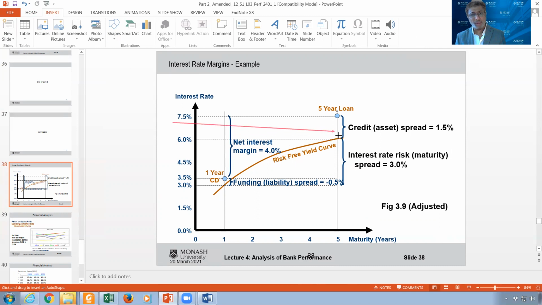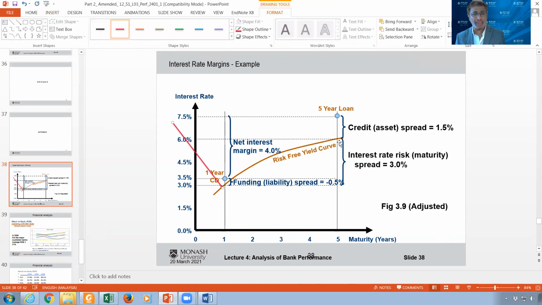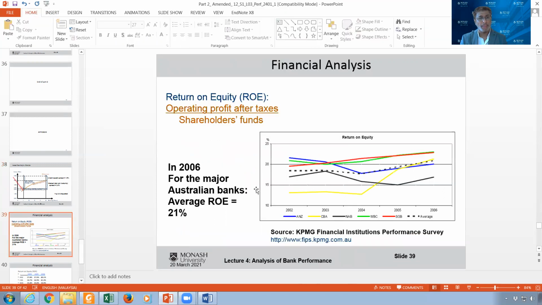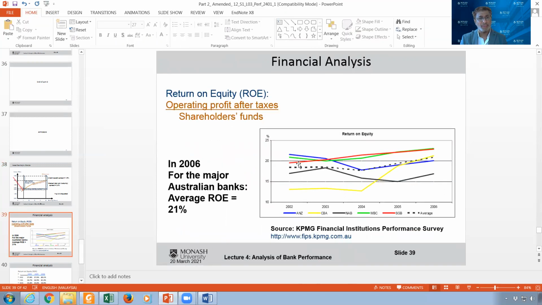Just for your information: if you have the credit risk spread here, 105, this credit spread decreases by time. See, the yield curve is increasing, and the credit spread at this stage is 1.5, because the risk-free rate is increasing and your spread is decreasing by time, if it is a fixed loan. This is a 5-year loan, and as you can see, these are the maturities.